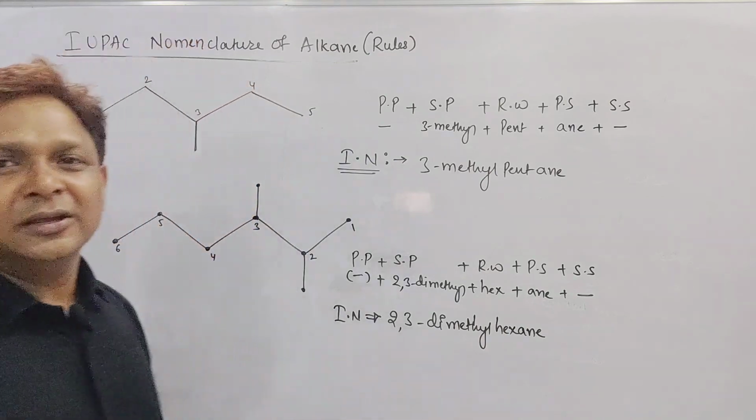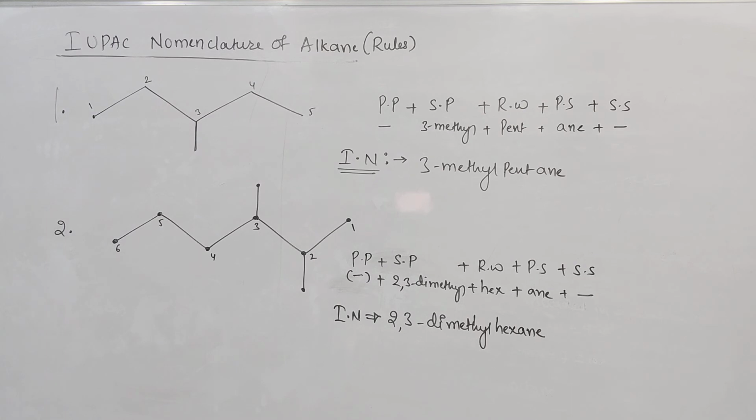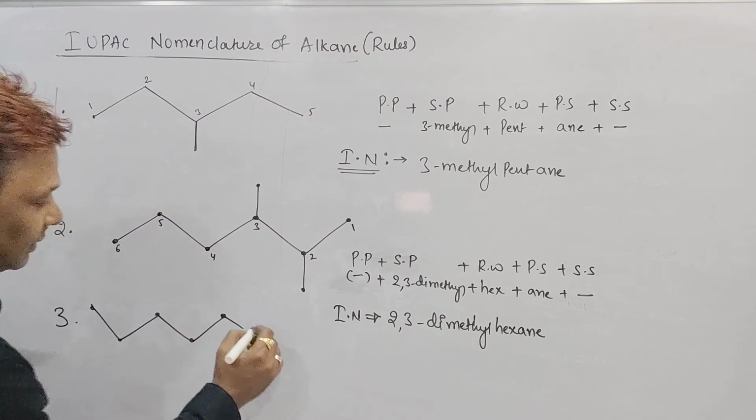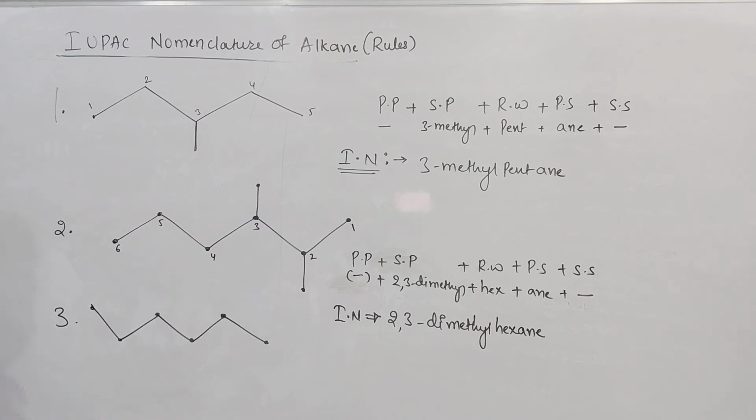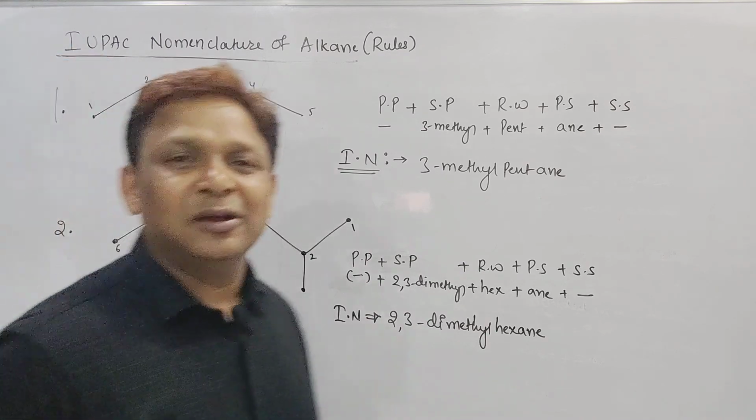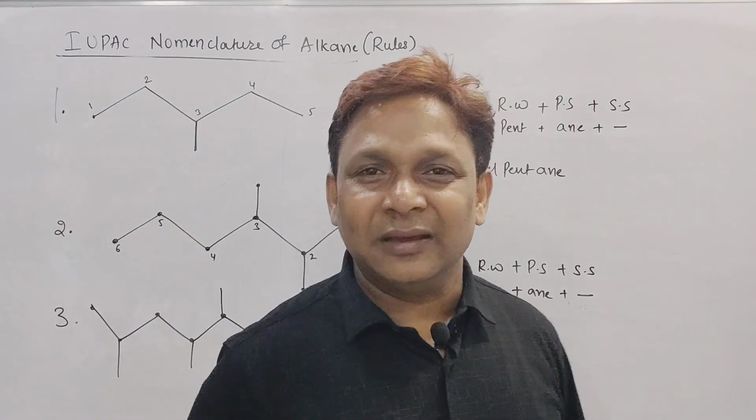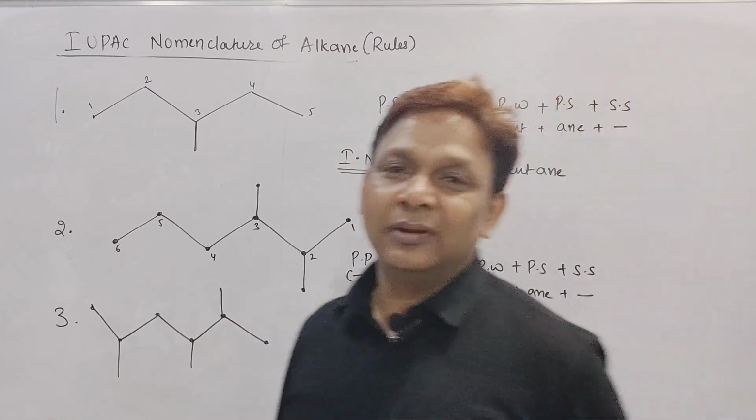Is it clear? Chalo, one more I will try, beta. Please try it. The third one I am writing here. Are you able to see this one on the board? Right, sir. Beta, 1, 2, 3, 4, then 5 and 6. The number of carbon atoms, 6, was given here. Beta, one substituent is here, one substituent is here, and one more substituent is here. Please pause the video and get the IUPAC name of the third compound. Try it, beta.